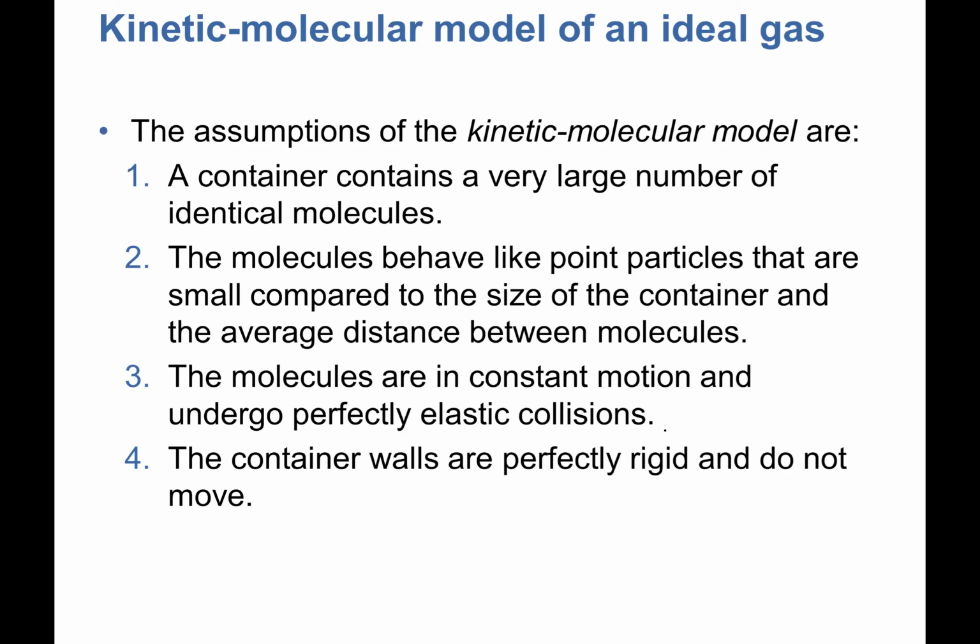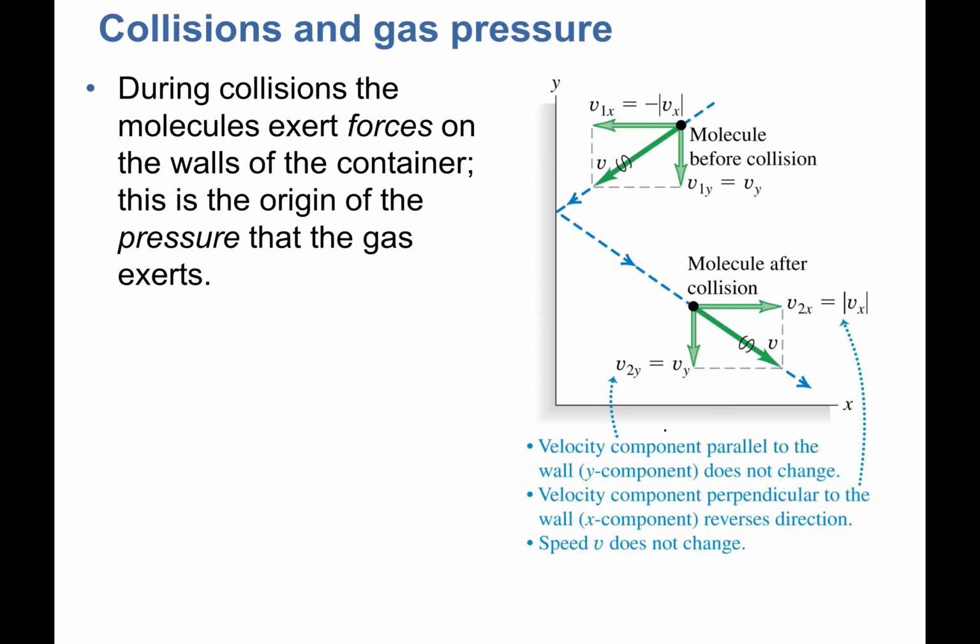So in a way, what we're going to try to do here is see a relationship between the temperature of a container with respect to the molecule motion in the container. All right. So let's start with taking just one molecule and assuming that this molecule is moving in a container and it's colliding with the wall. Remember, every time it collides with the wall, it hits it with some kind of force, and there's this area where it hits the wall, it exerts pressure. So during a collision, the molecules exert forces on the walls of the container. That is the origin of the pressure that the gas exerts.